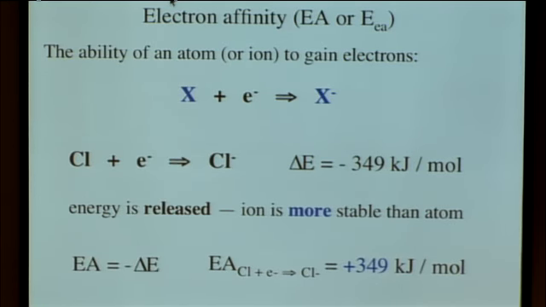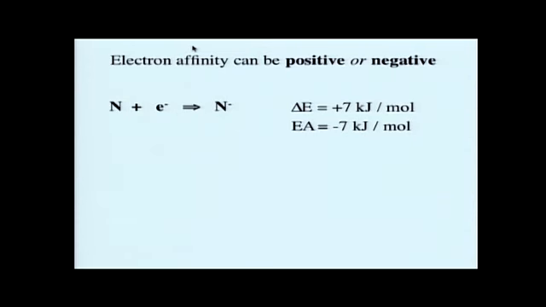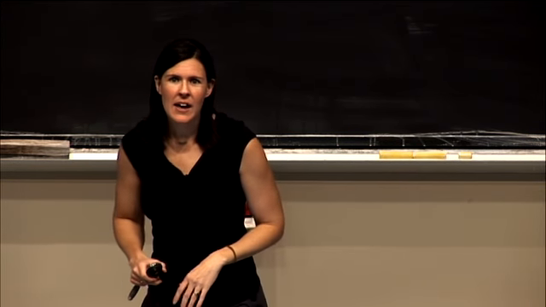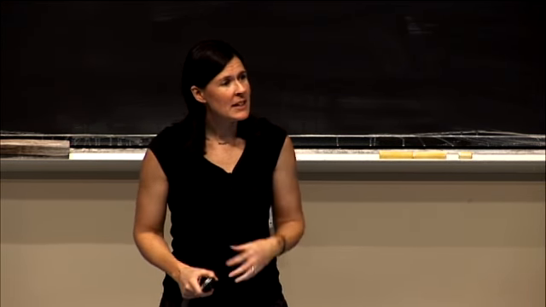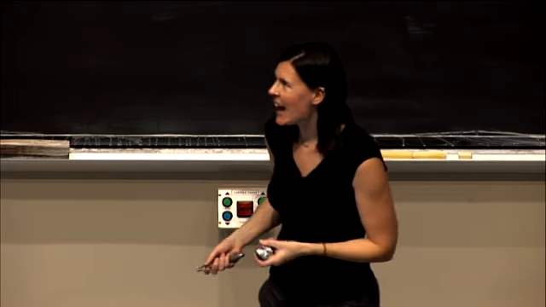One major difference between electron affinity and ionization energy is that when we talked about ionization energy, remember, ionization energy always has to be positive. We will never have a case where ionization energy is negative. Electron affinity, however, can be either negative or it can be positive. So let's look at a case where it's actually going to be negative.